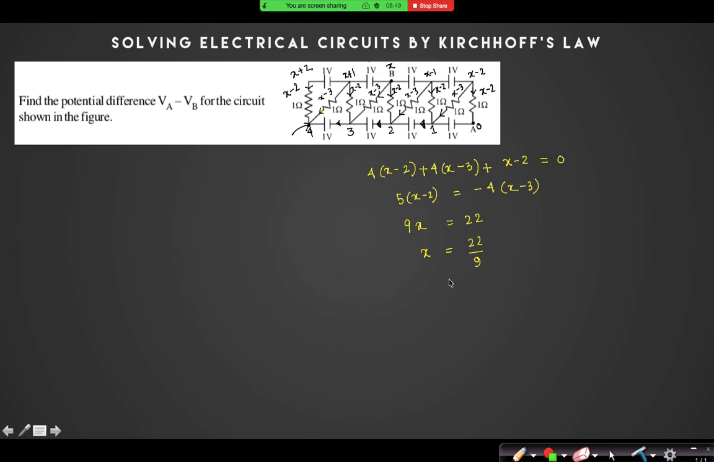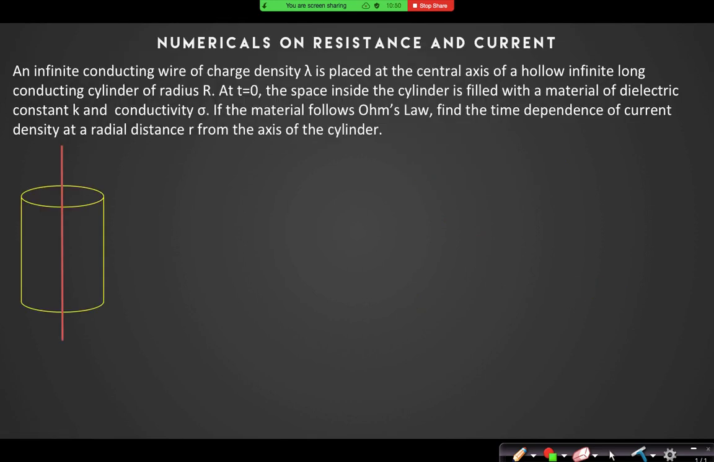It is coming negative. Yes, sir. What is the value of VA minus VB? I don't think x is negative, x is positive, but the value of VA minus VB is equal to 0 minus x. So the actual answer will be negative, minus 22 by 9. That should be the answer of this question.